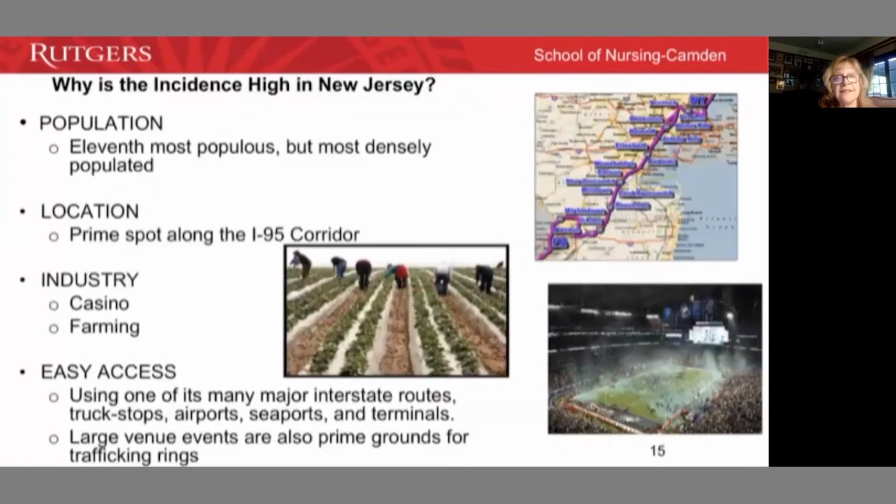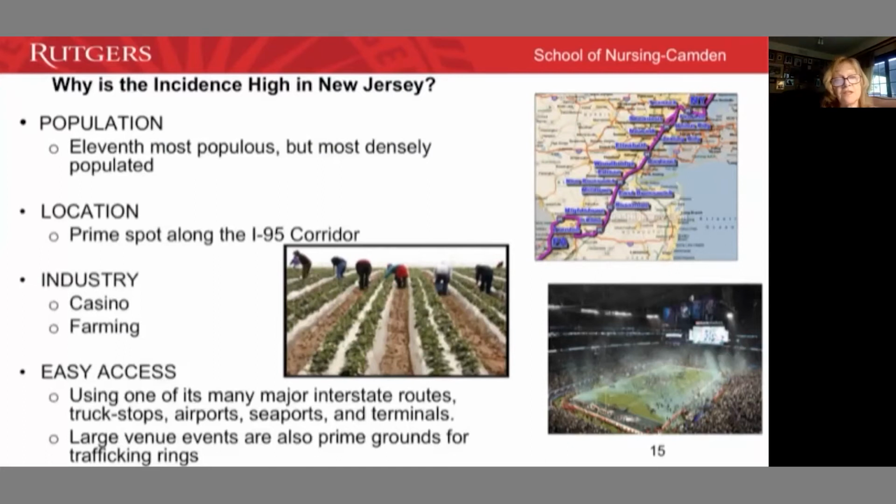Why is that incidence so high in New Jersey? We have a very dense population in New Jersey. Also, we are right along that I-95 corridor, which makes taking a victim and then driving down I-95 along any one of these spots very simple and easy.